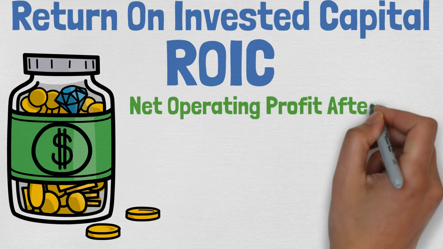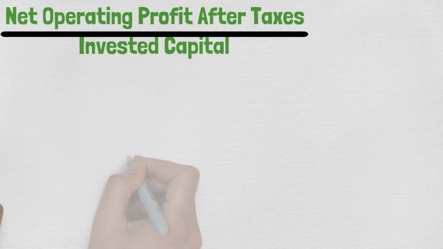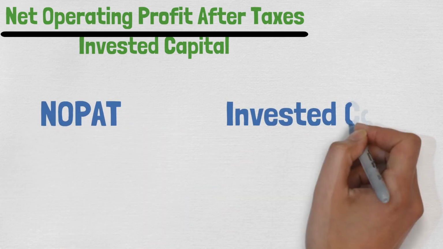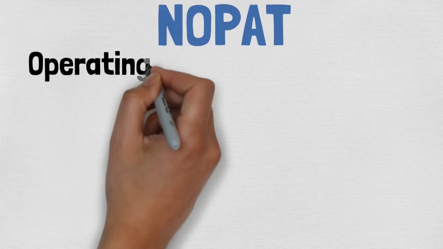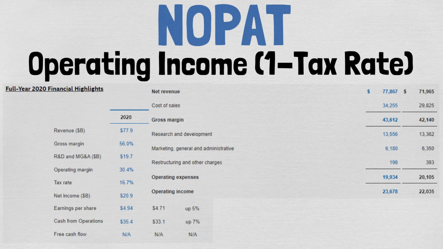It is calculated by dividing the net operating profit after taxes by invested capital. The net operating profit after taxes can be calculated by multiplying the operating income by 1 minus the tax rate. You can find this information from the company's financial reports.